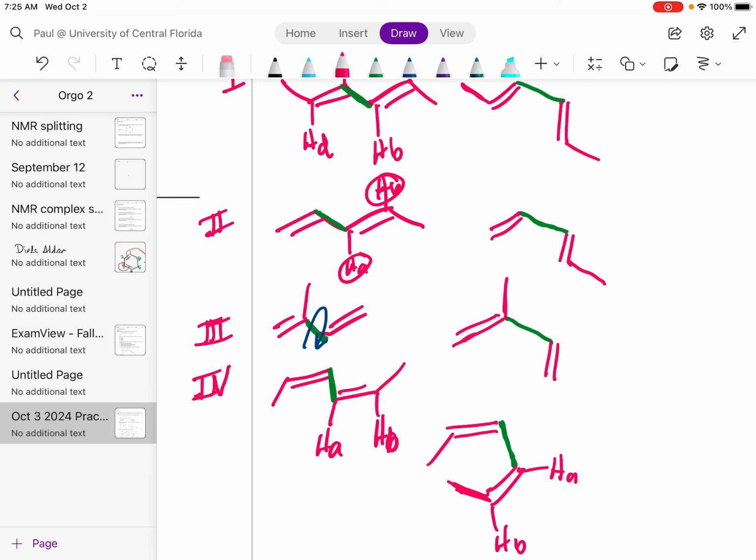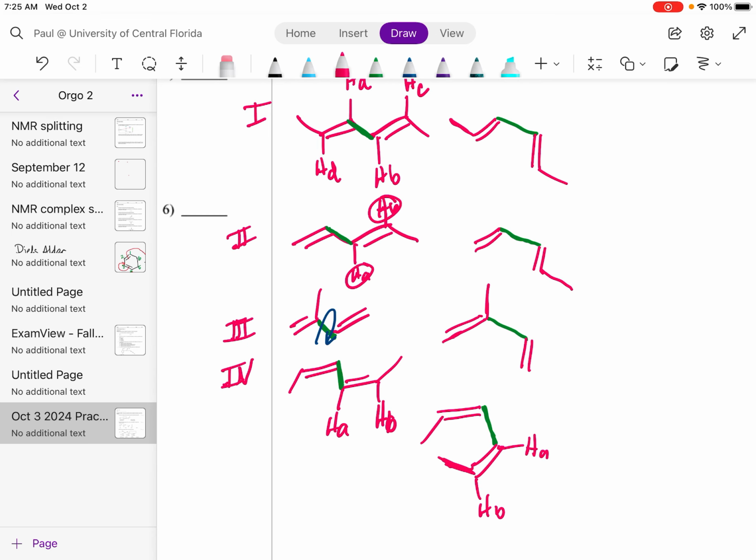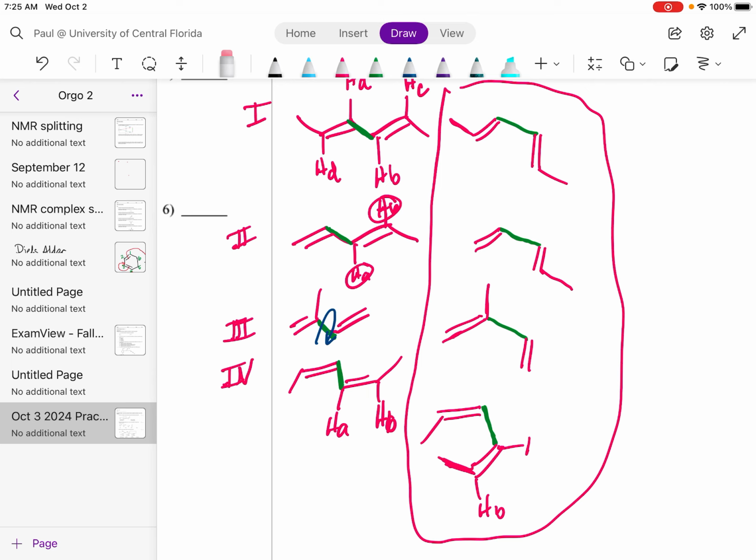Okay, so we've converted all the S-trans conformations of the dienes into our S-cis. And now we can evaluate these guys right here to see which one's going to be the most reactive, okay? And we have to deal with sterics and what has the least amount of sterics, okay? So what did it say here? The question: which of the following is the least reactive? So if we're looking at the least reactive, then we want to find something that has the most sterics.